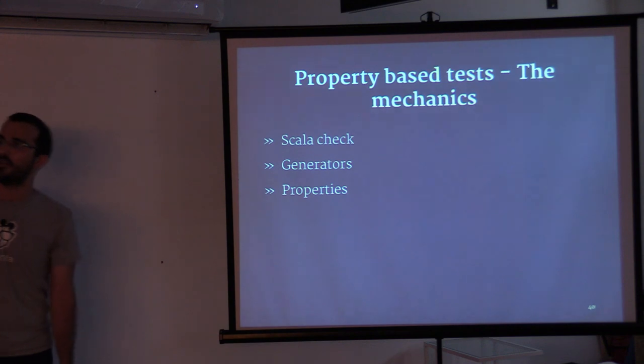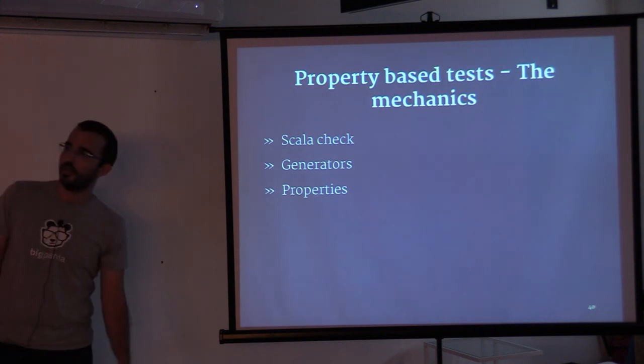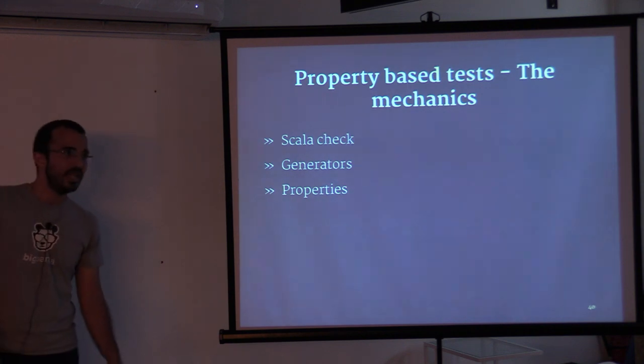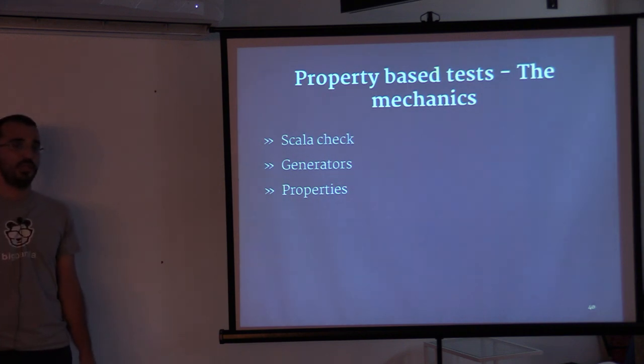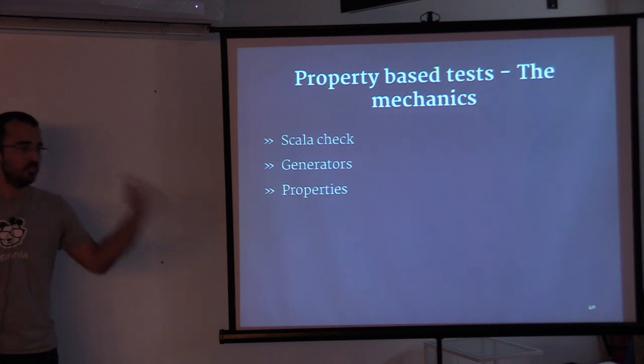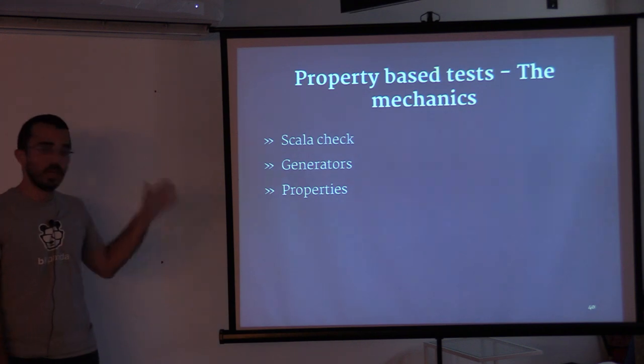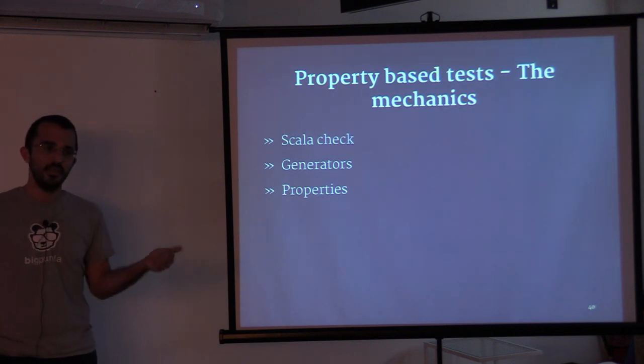Let's drill down to the mechanics of how property-based test works. So we need to talk about ScalaCheck. ScalaCheck is the library in Scala that we're going to be using when writing properties. That's it. In order to understand the property inner mechanism, and in order to actually write them, like we're about to do in the next slide, we need to talk about two things, generators and properties.